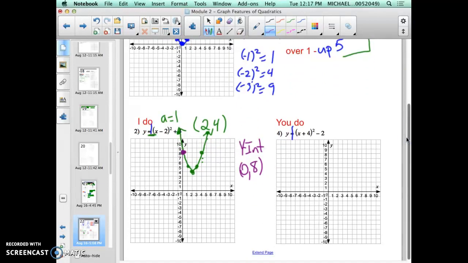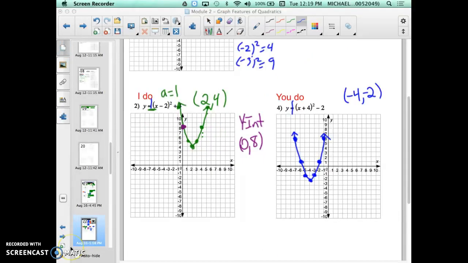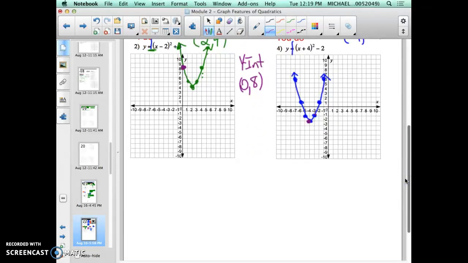Now, pause the video and try number 4 on your own. Identify the vertex and use that step pattern to draw the parabola. At this point, you should have paused the video and identified the vertex, which you did in Objective 1, as (-4, -2). So I plotted that, and then I used the step pattern of over 1, up 1, over 1, up 3, over 1, up 5, over 1, up 1, over 1, up 3, over 1, up 5.